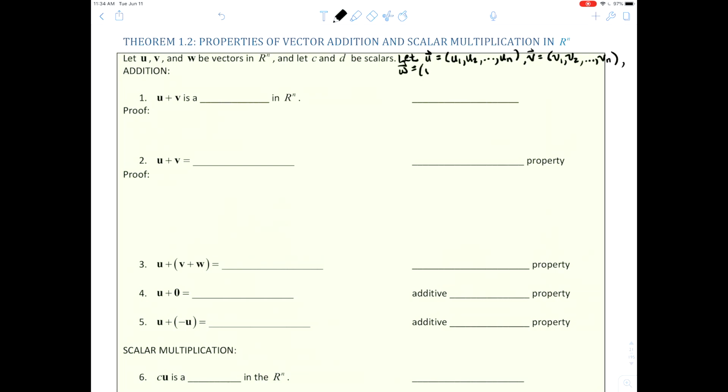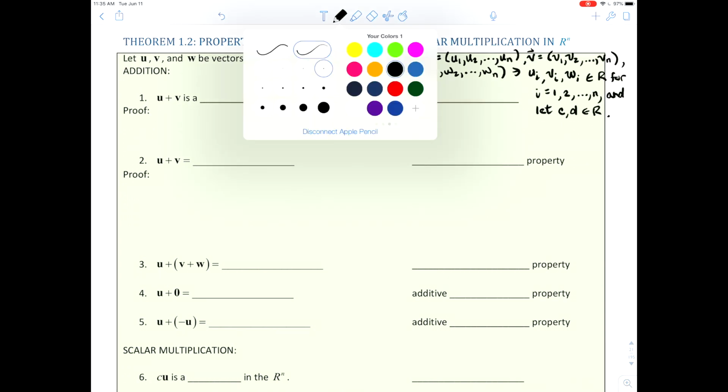W will equal w1, w2, all the way down to wn, such that ui, vi, and wi belong to the real numbers for i equal 1, 2, down to n. And we'll let c and d also belong to the real numbers. So we have the setup for all of these proofs. Okay? So here we go.